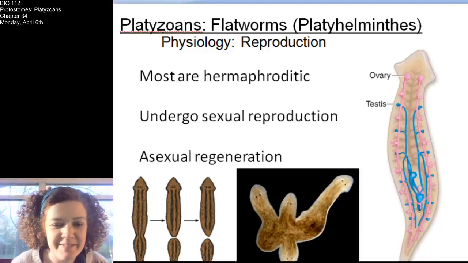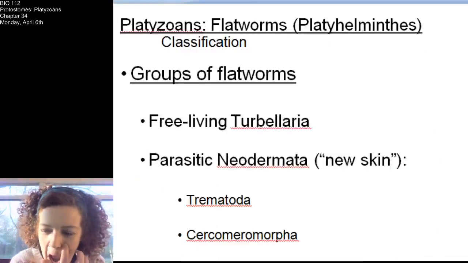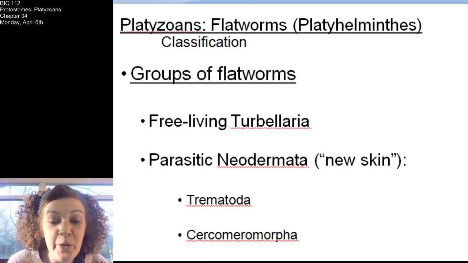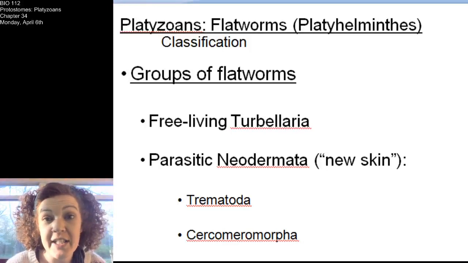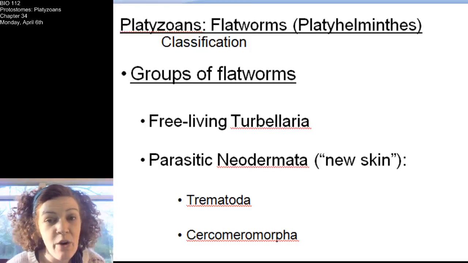Anyway, okay. So within the flatworms, you have 2 big groups. You have the Turbellaria, which is a class. So kingdom, phylum Platyhelminthes, class Turbellaria. Those are the free-living flatworms like Planaria. And then you have the parasitic flatworms, the NeoDermata, which is named for "new skin."